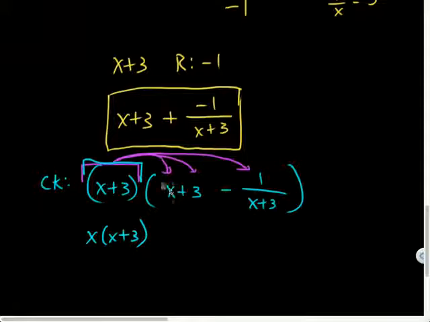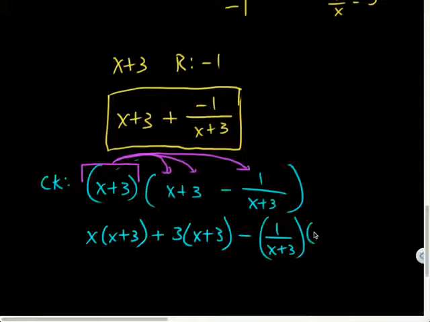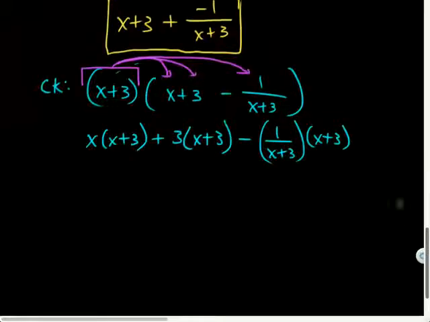So x plus 3 times the x. Then I'm going to do x plus 3 times the 3, so that's going to be plus 3 times x plus 3. Right? Minus, and then I'll distribute it into this. This one's my favorite. Here we go. This will be 1 over x plus 3 times x plus 3. This is going to be good. That looks crazy though, I know. But watch what happens here.